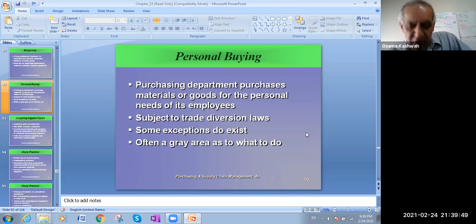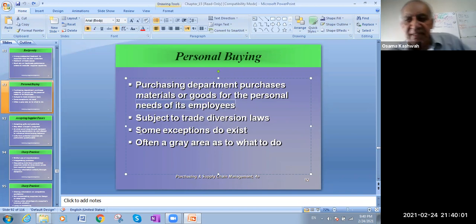How about personal buying? What do we mean by personal buying? The purchasing department purchases materials or goods for the personal needs of employees. This is personal buying. It is subject to trade diversion law. Some exceptions exist, though, and it is often a gray area as to what to do because it's not clear enough.